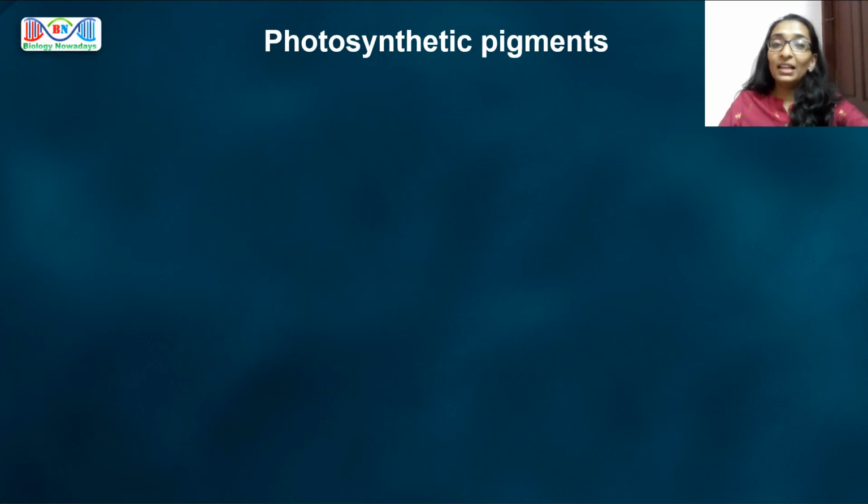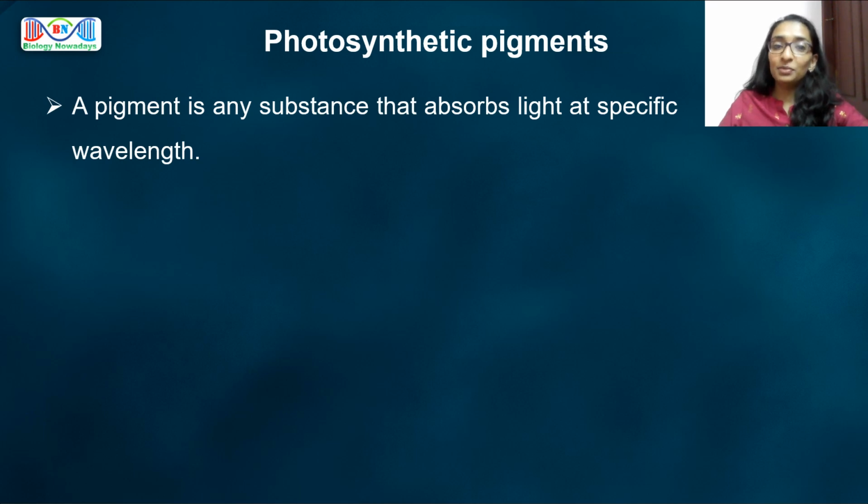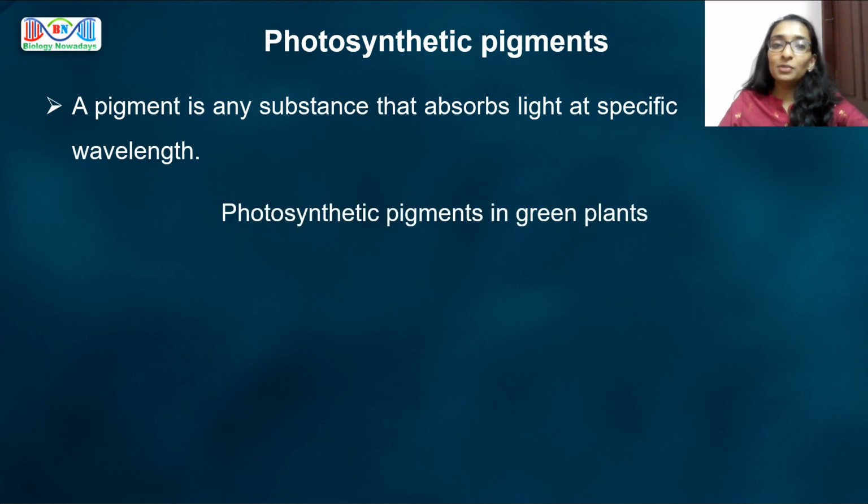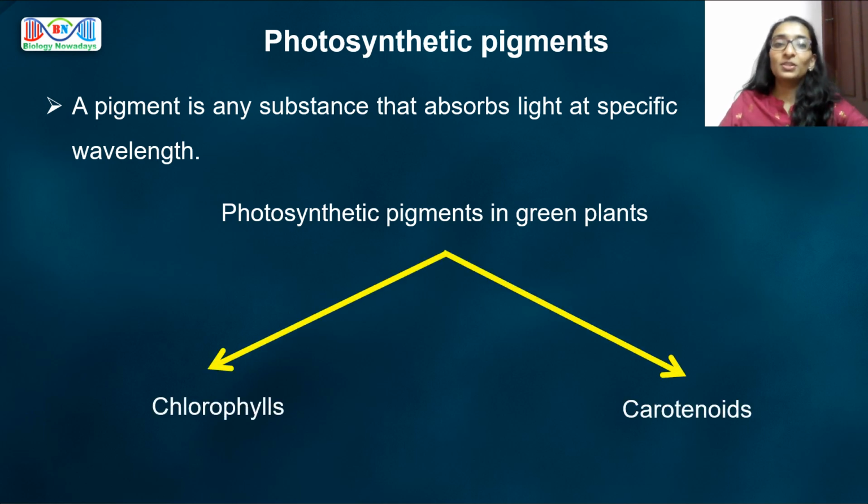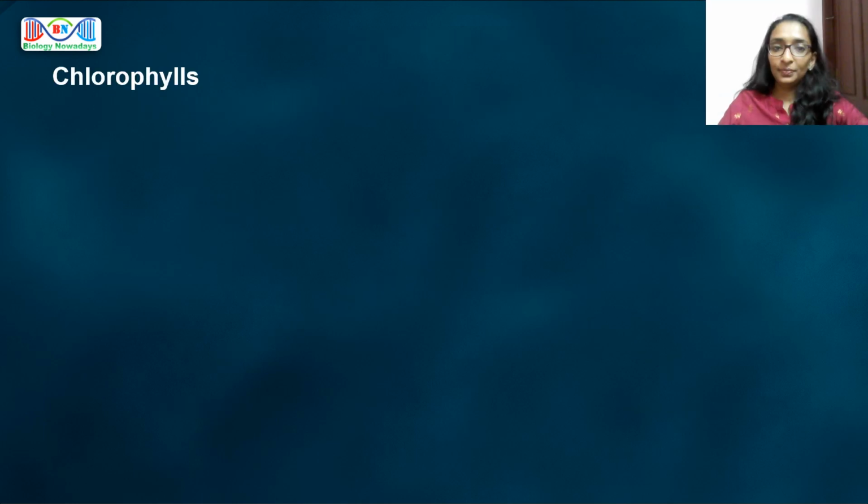Okay, now let us see the roles of various pigments in photosynthesis. By the way, a pigment is any substance that absorbs light at specific wavelengths. The pigments that help in absorption of light during photosynthesis in higher plants belong to two main groups, chlorophylls and carotenoids. You may already know that these pigments are seen in the thylakoid membrane. First, let's discuss chlorophylls in detail. Chlorophylls are the main photosynthetic pigments. As you know, they are greenish pigments.